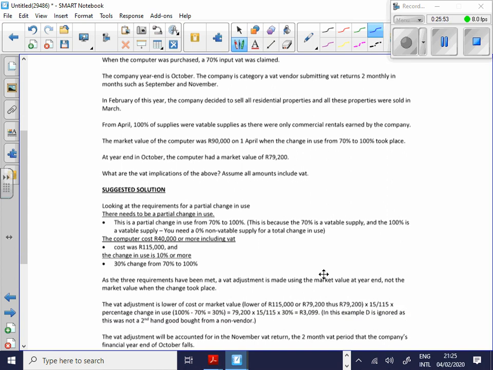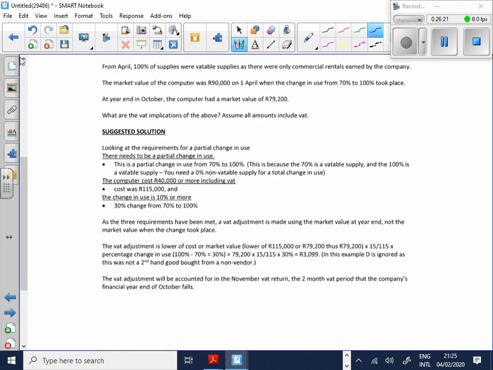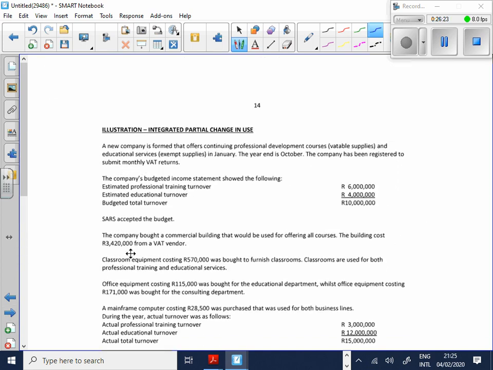It's lower of cost, 115, or market value, 79.2. So which one are we going to use? 79.2 times 30% times by 15 over 115. And guys, is this an input or an output? I claimed too little in the past. I only claimed 70. Now I can claim 100. So it's an input. Guys, comfortable? Does this make sense? Do you understand why you've got to wait for year end?